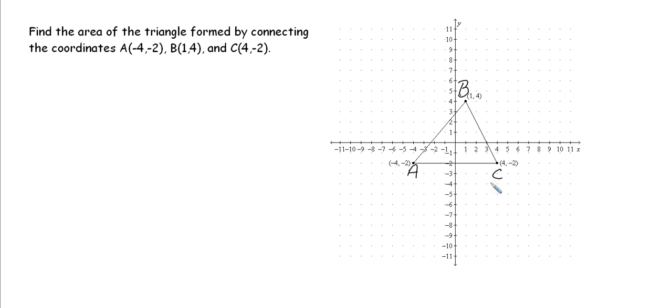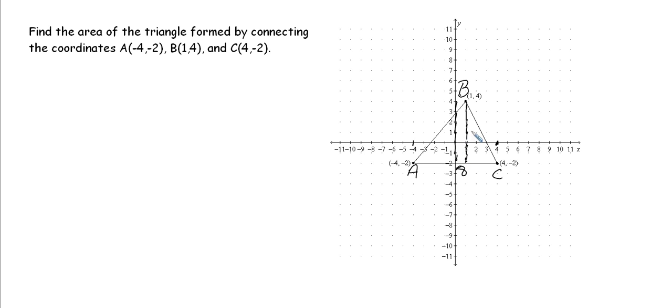In this example, we really don't even have to use the distance formula because these two coordinates, (-4, -2) and (4, -2), are horizontal, and we can just count the units from -4 to +4 and find that our base of this triangle is 8. The height of our triangle would be the perpendicular line coming down this way, and a perpendicular to a horizontal line would be a vertical line, so again we can just count the distance for the height.